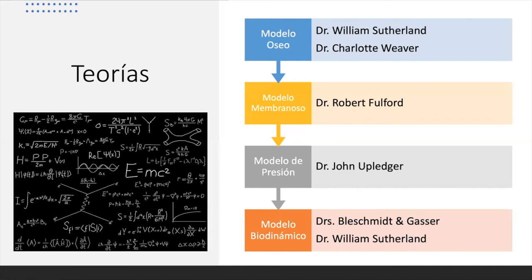If we said cardiac rhythm, we would say we feel a pulse because the heart is squeezing. Okay, that would be a model. So Dr. Sutherland originally said, the cranial rhythm that we're feeling is because the bones are making it happen.